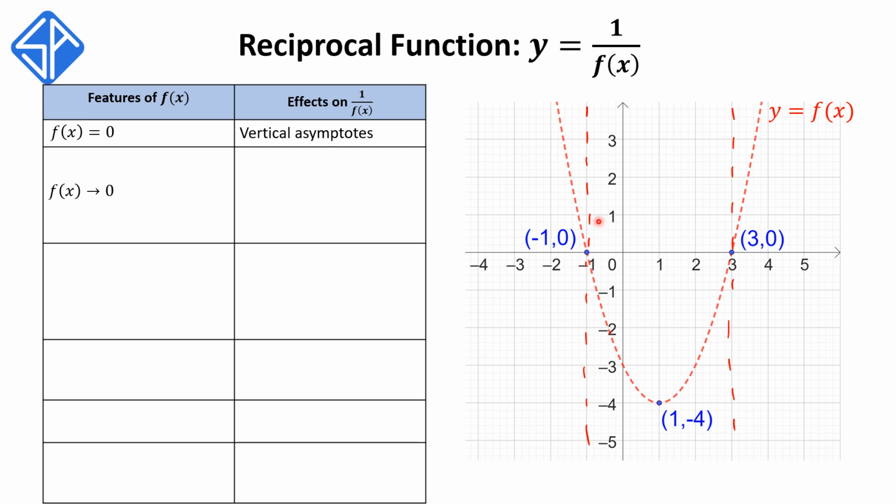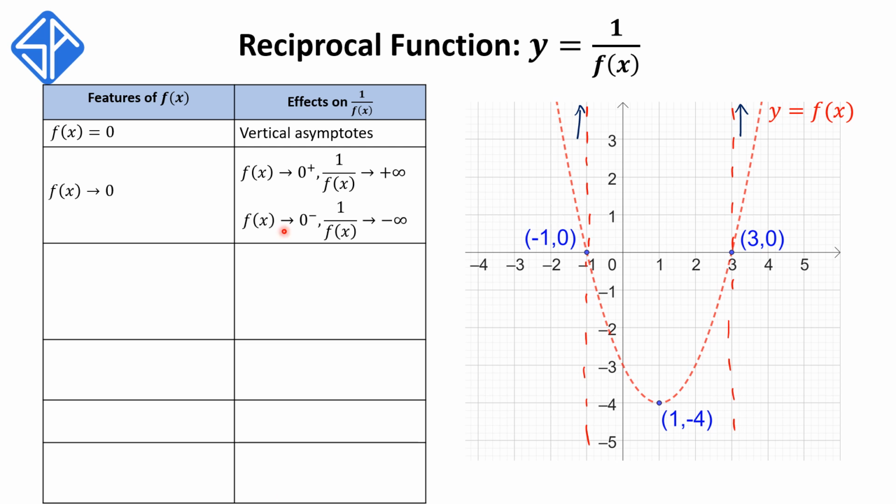Next, we're going to consider the behavior as f of x approaches 0. So f of x approaches 0 around this region here and this region here. f of x can approach 0 from the top half, meaning that we're getting closer and closer to 0, but still positive, for example positive 0.0001. When that happens, if you have 1 divided by a very, very small positive number, your reciprocal function is going to head towards positive infinity. So for f of x in this region, the corresponding reciprocal function will be heading towards positive infinity.